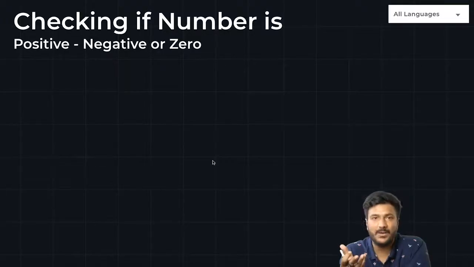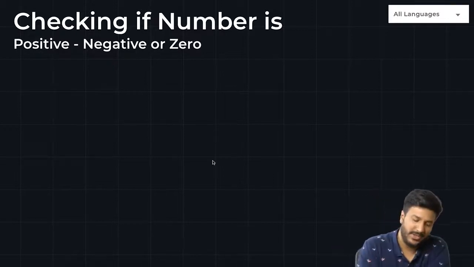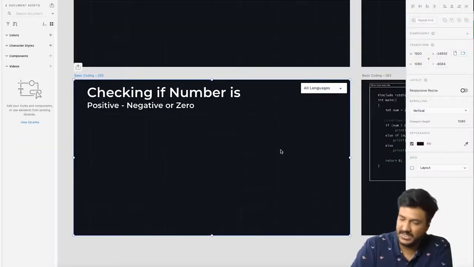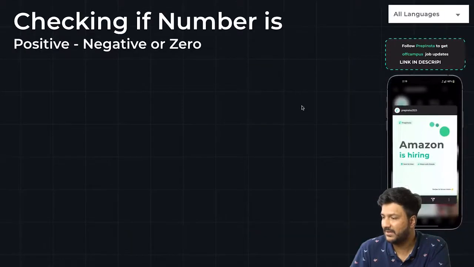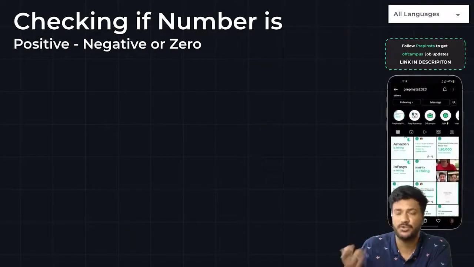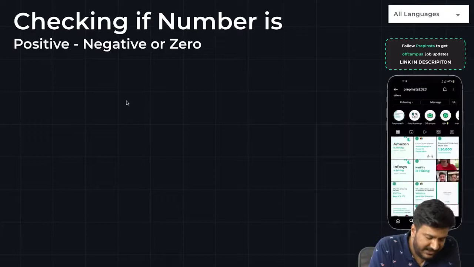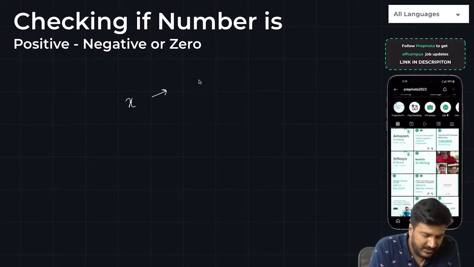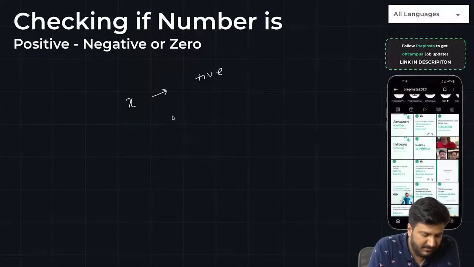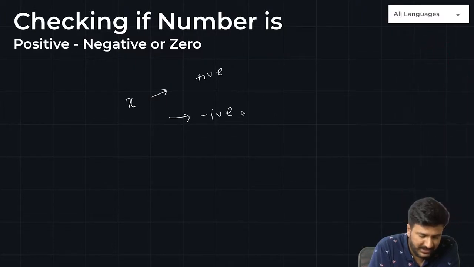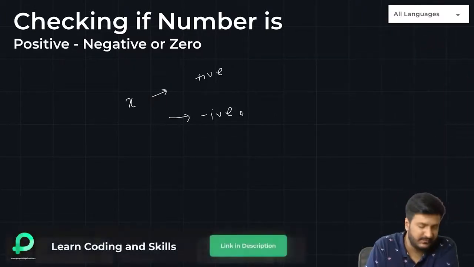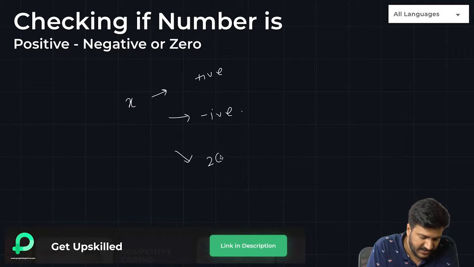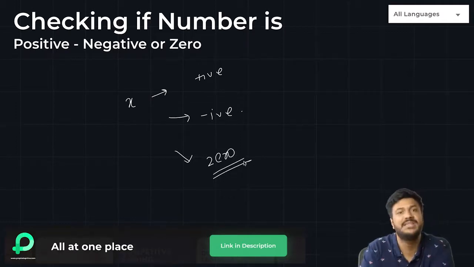So hello everyone, welcome. What we are going to do in this particular video is to understand and be able to write a code that checks if a given number in consideration is positive, negative or zero. So let's say for any number x, there are three possibilities. Either the number can be positive, or the number can be negative, or if the number is neither positive nor negative, then in that third case, the number has to be zero.